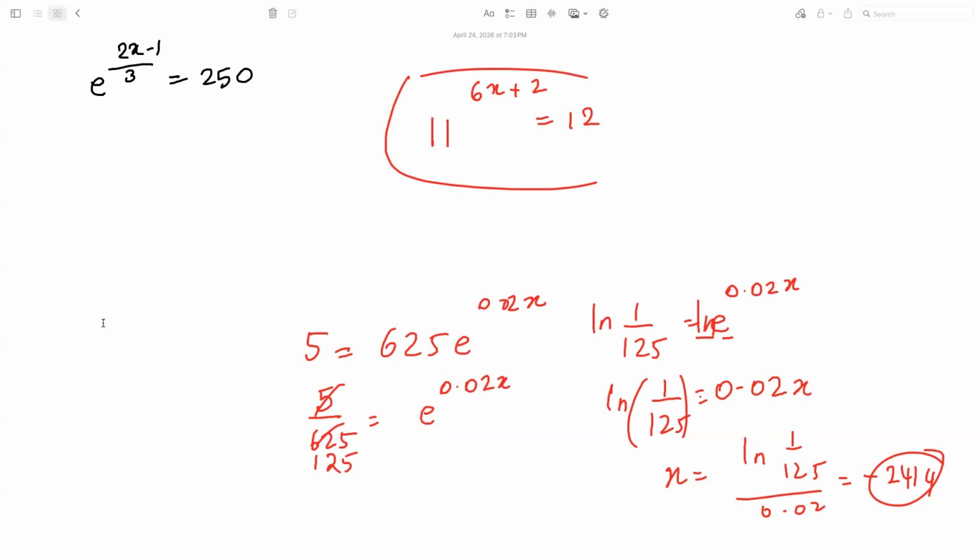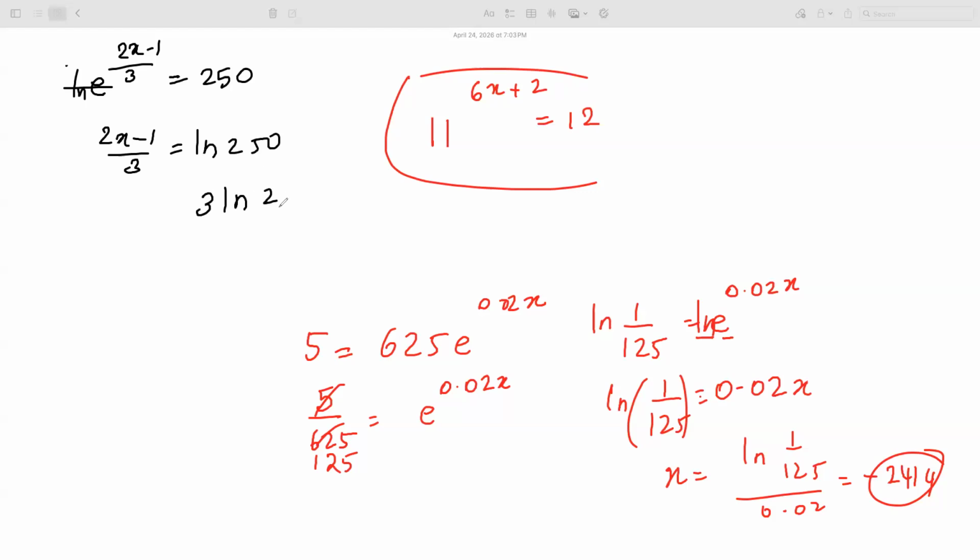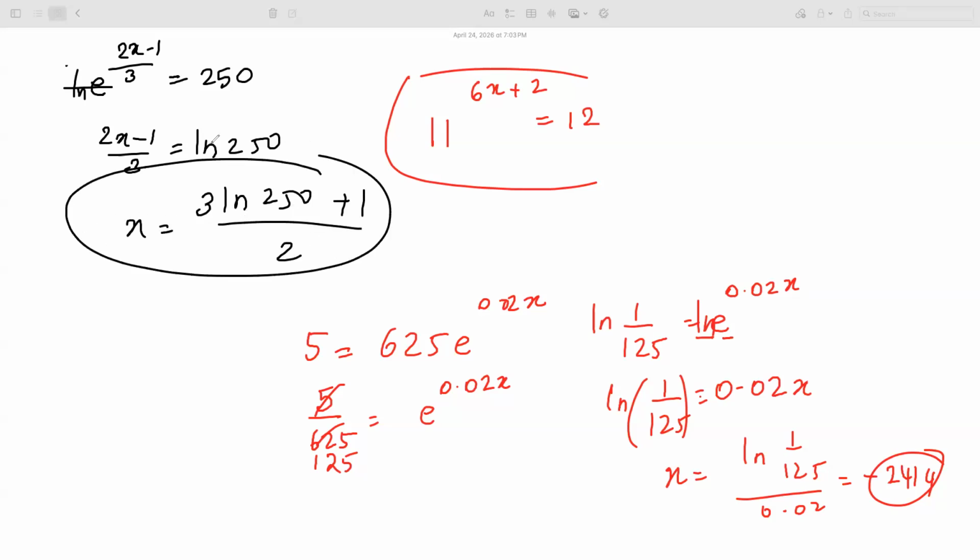Akshata, for which one have you answered? But like e to the 2x minus 1. But that one is not 7.8, right, Akshata? Okay, I'll redo it. Shall we retry? Suppose I take ln on both sides. What happens? ln and e will go, right? So (2x minus 1) by 3 will be equal to ln 250. So (3 times ln 250 plus 1) by 2 will be equal to x. So you need to find out what this is.